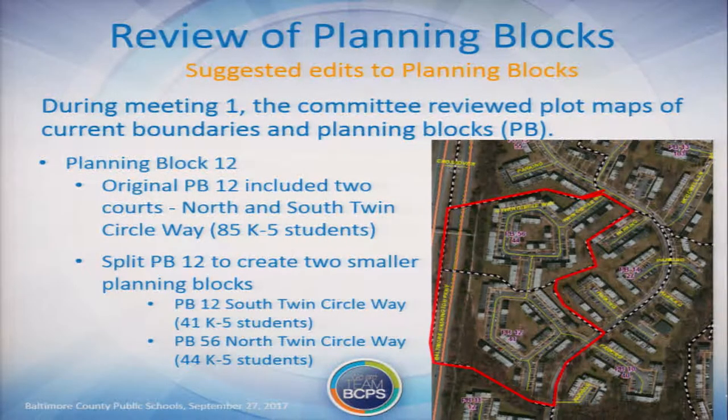So when you did the exercise of reviewing planning blocks, you came up with a suggestion to modify planning block 12. The maps that you have tonight have taken that into consideration, and we've split planning block 12. It's now planning block 12 and planning block 56. Previously it was two different kinds of courts, North Twin Circle Way and South Twin Circle Way, and we split that to have one on each side. The results were there's now 41 children in Planning Block 12 and 44 K through 5 students in Planning Block 56. And all of your information tonight has been updated with that.